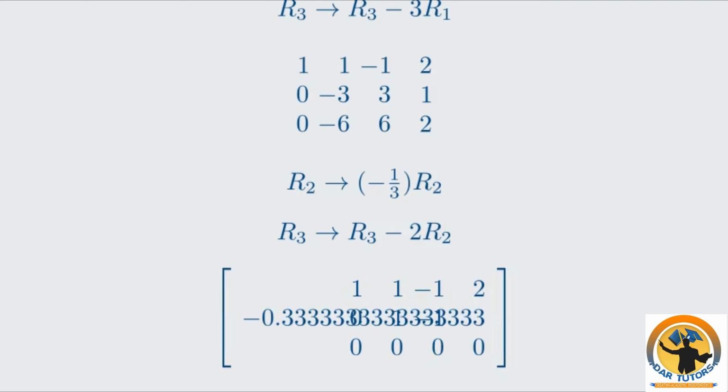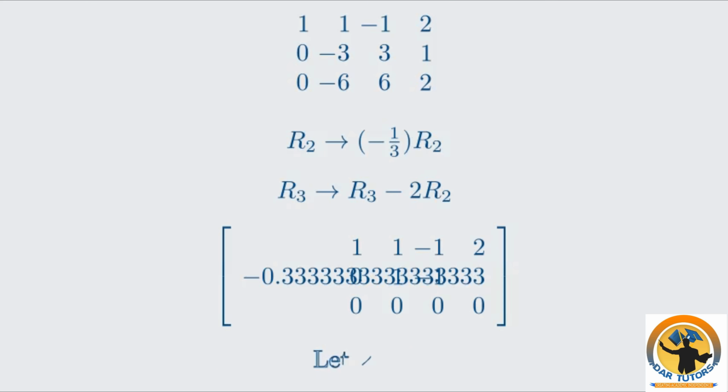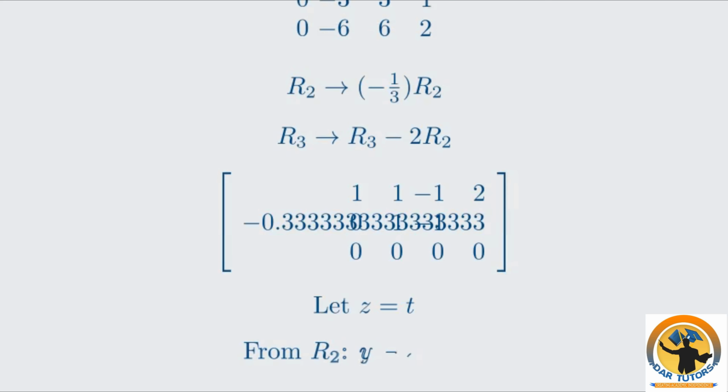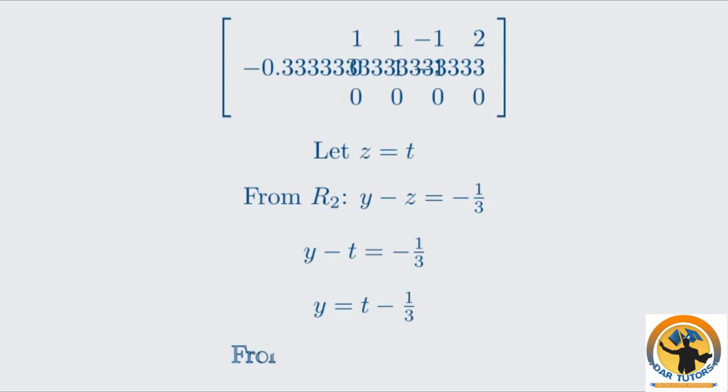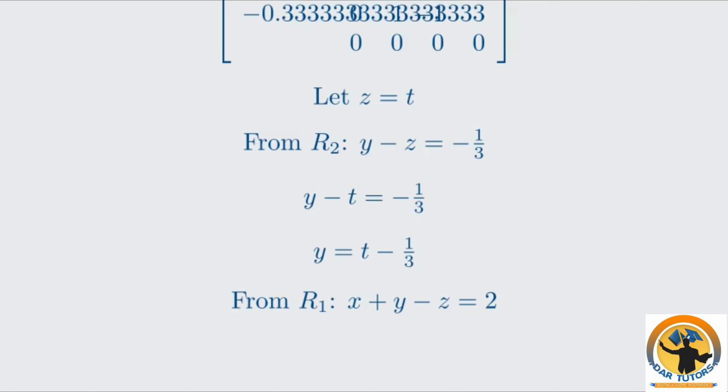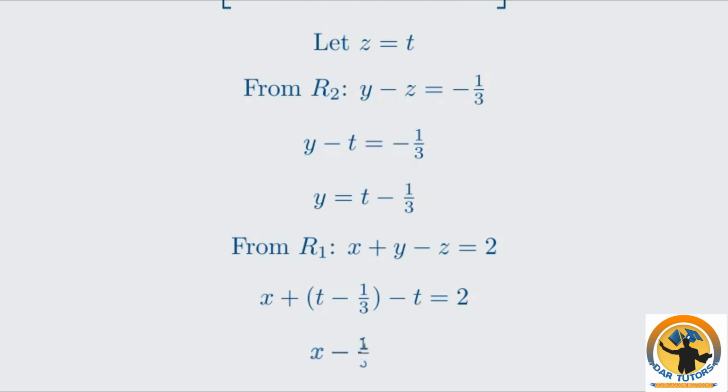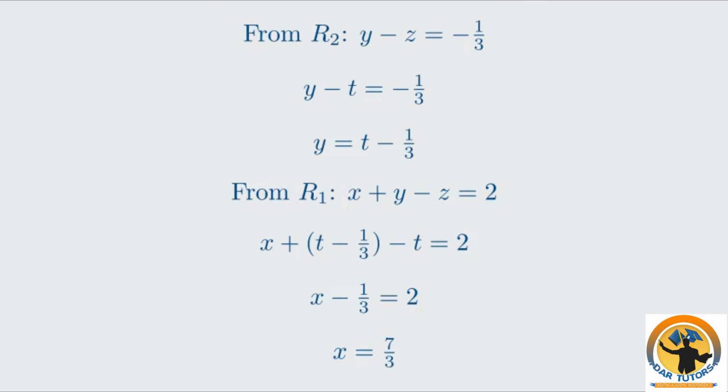To describe them, we introduce a parameter. Let's set z equal to t. From the second row, we have y minus z equals negative 1/3. Substituting z equals t, we get y equals t minus 1/3. From the first row, we have x plus y minus z equals 2. Substituting our expressions for y and z, we get x plus t minus 1/3 minus t equals 2. The t's cancel, leaving x equals 7/3.